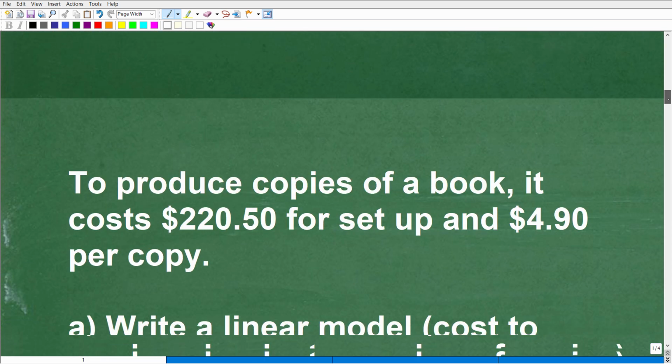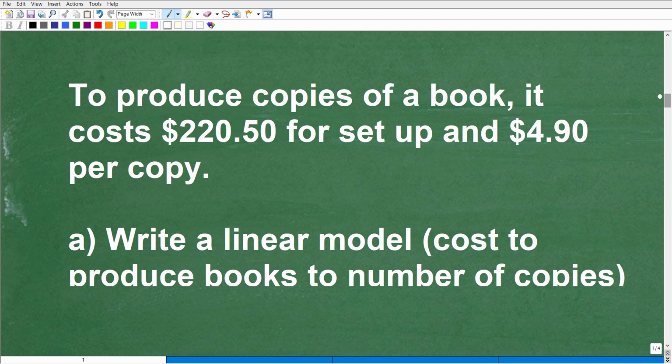Okay, so the first part of this problem is probably the most important part, and that is we want to write a linear model that relates the total cost to produce books based upon the number of copies that we want. I apologize for these little typos right here, but I'm pretty sure you understand what I'm talking about. So we want to write a linear model that relates these two things, right?